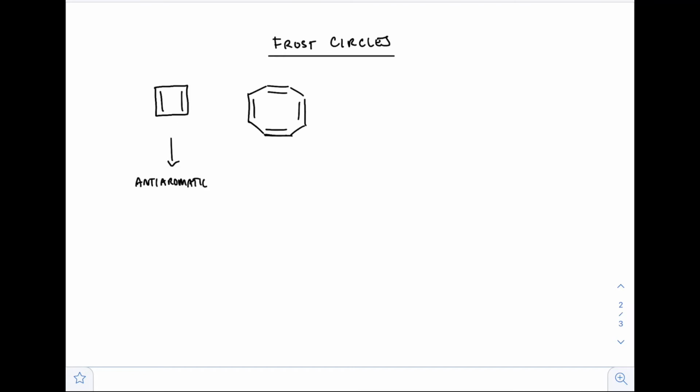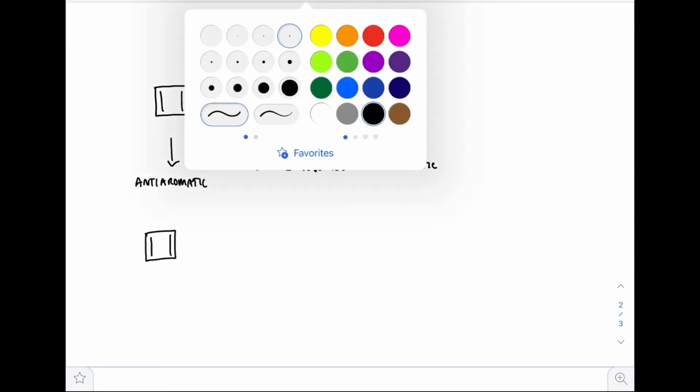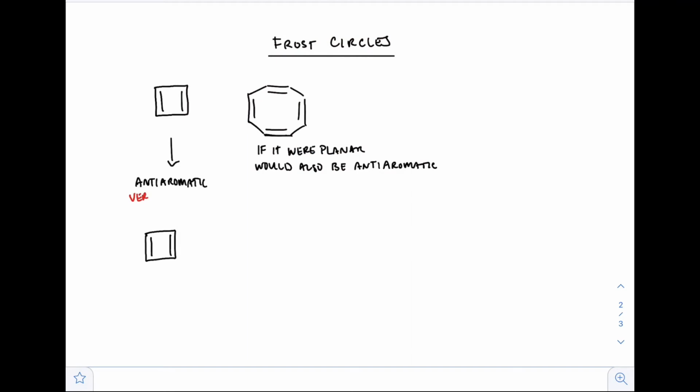So if we recall, cyclobutadiene was anti-aromatic, and we did say that cyclooctatetraene was non-aromatic because it wasn't planar, right? So let's say if it were planar, this would also be anti-aromatic, okay? Because it's cyclic, it's conjugated, and if it were planar, it would have 8 pi electrons, which is the 4n electrons, right? And so that would be technically anti-aromatic.